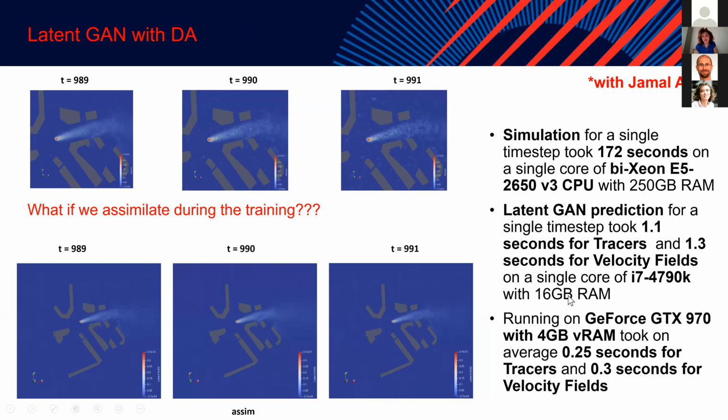And also in this case, this surrogate model is definitely faster. Instead of 172 seconds per time step, we have only 1.1 seconds. And we have 0.25 seconds on a GPU. So it's really fast. 0.25 seconds is real time, so it's very fast.